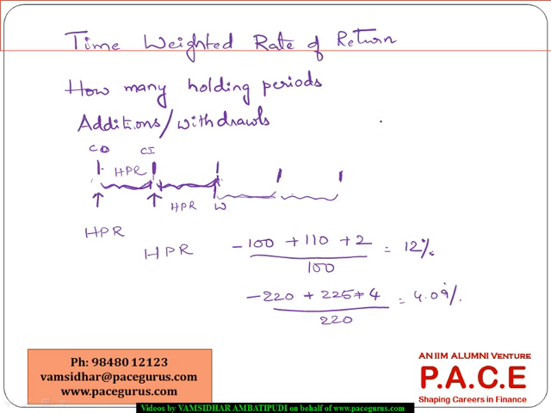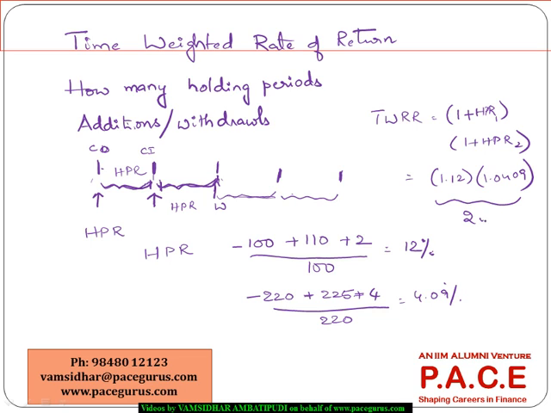Now the way I am trying to go ahead with time weighted rate of return is, I am taking the compounding of all the holding period returns. Holding period return 1, holding period return 2. This is the total compounded return. So it's as good as saying 1.12 times 1.0409. This is the compounded return, but this is a 2-year return in this case. So I'll take the geometric mean of these two returns, which will give me the time weighted rate of return.